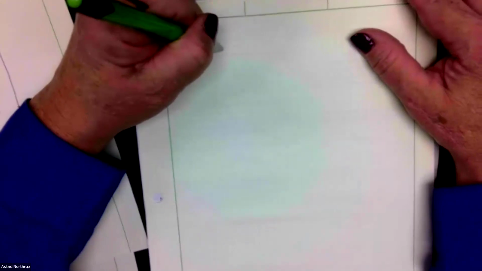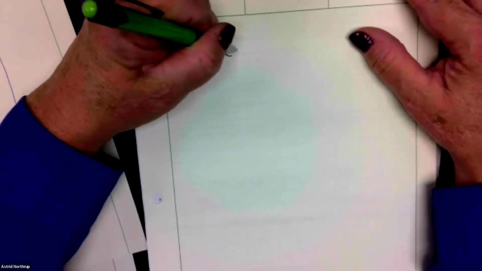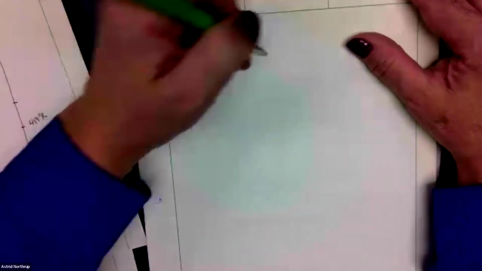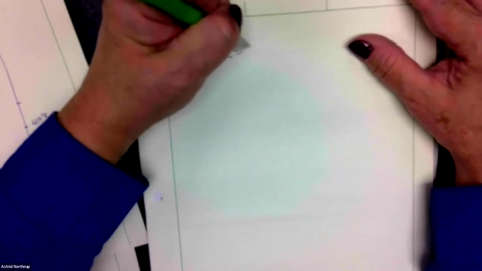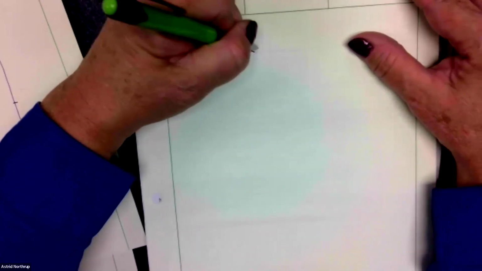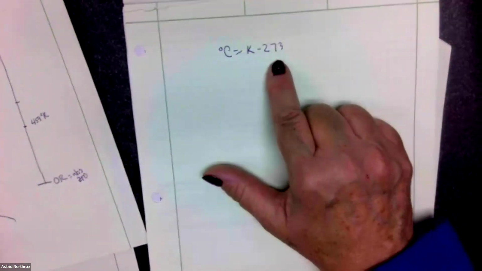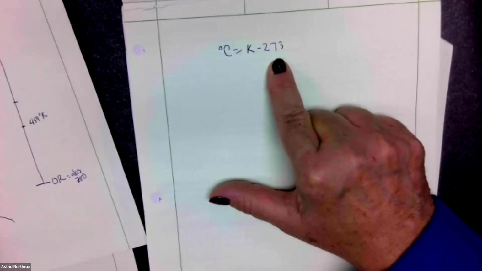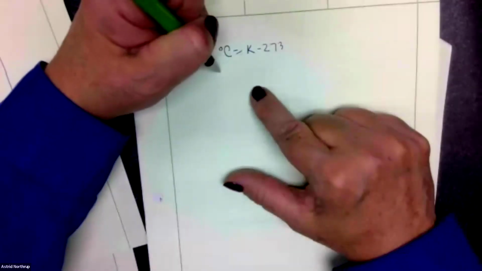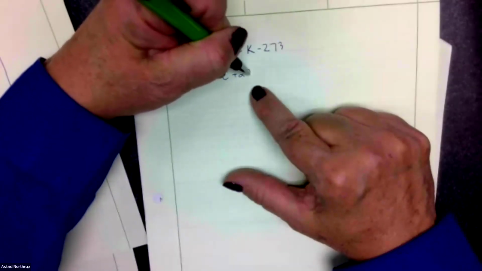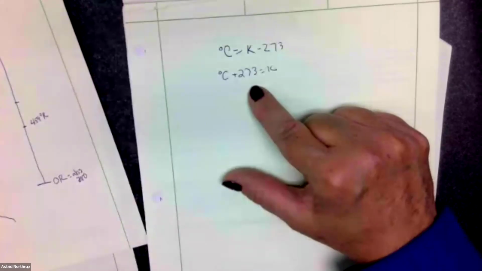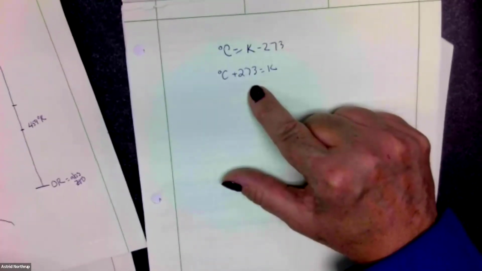Right. So if we look at degrees Celsius and the numbers, what we can see is that in order to get degrees Celsius, we have to take the degrees Kelvin and subtract 273. The other way, we would say degrees Celsius plus 273 is equal to degrees Kelvin.